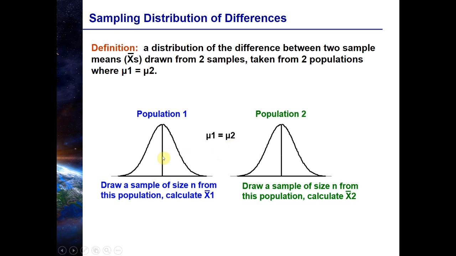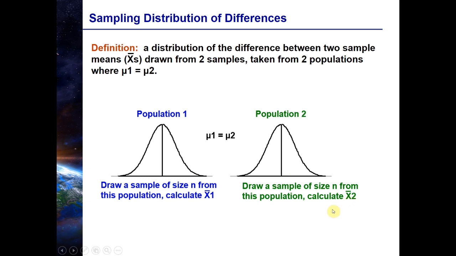Now, what you're going to do is draw a sample from each population, and it has to be the same size. So if you take 10 men from this population, you have to take 10 women. If you take 20 men, you have to take 20 women. All right? So you're going to decide on a sample size. You draw a sample from the population of men, and you calculate X bar, right? So this will be the sample mean for the men. Same thing here. You take a sample from the population of women, and you calculate the sample mean for the women.